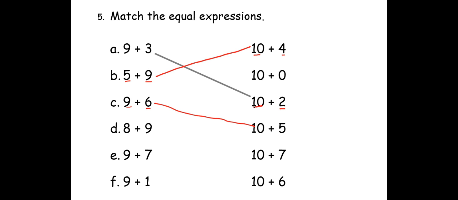If I'm going to add 8 plus 9, I would take 1 away from the 8, that would leave 7. Combine that 1 with the 9 to give me 10. So 8 plus 9 is the same thing as 10 plus 7. To solve 9 plus 7, I would take 1 away from the 7, combine it with the 9, that would give me 10. So 9 plus 7 is the same thing as 10 plus 6.